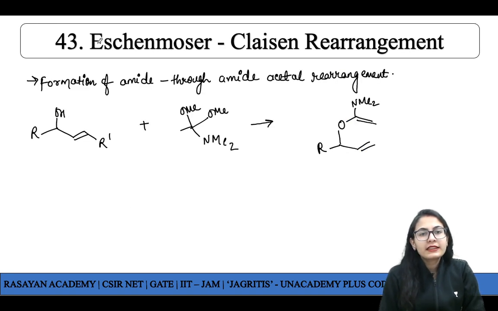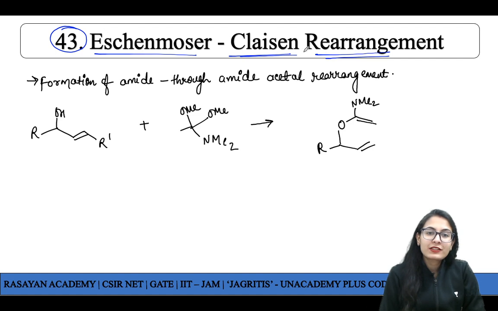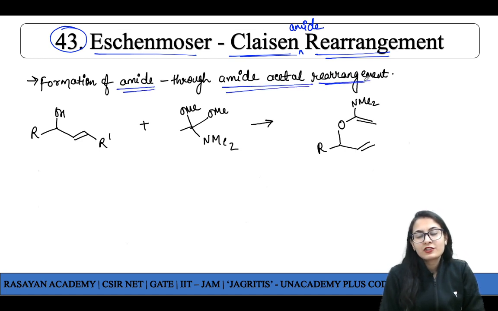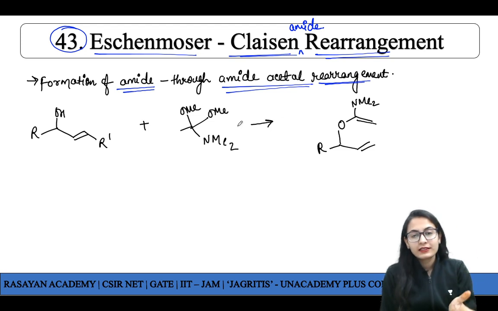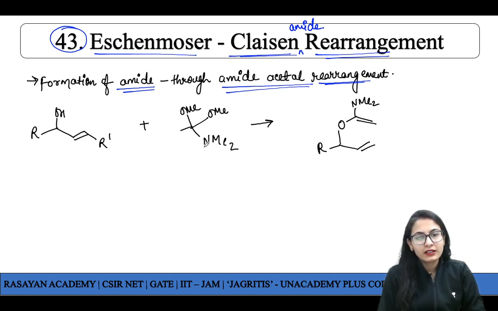Similarly, in the Eschenmoser-Claisen rearrangement, which is our 43rd name reaction, you are forming the amide. So the Eschenmoser-Claisen amide rearrangement, we can also call it formation of amide through amide acetal rearrangement. Exactly the same thing that we have seen previously. There you had the trialkoxy molecule. Here you have the amide like this, acetylamide.